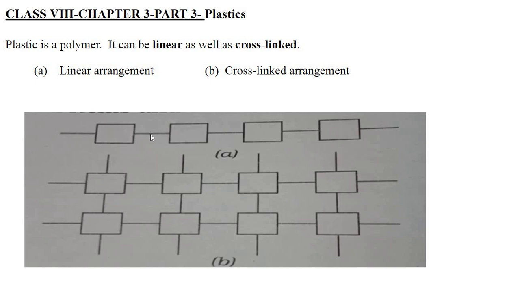Here in linear arrangement, the chains are kept one above the other. And here in the cross-linked arrangement, you can see some cross-links between these two polymers. Polythene is an example of plastic. It is used for making commonly used polythene bags.